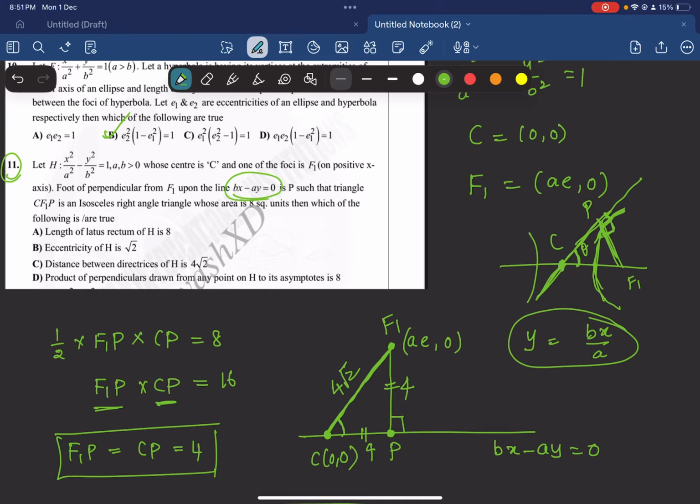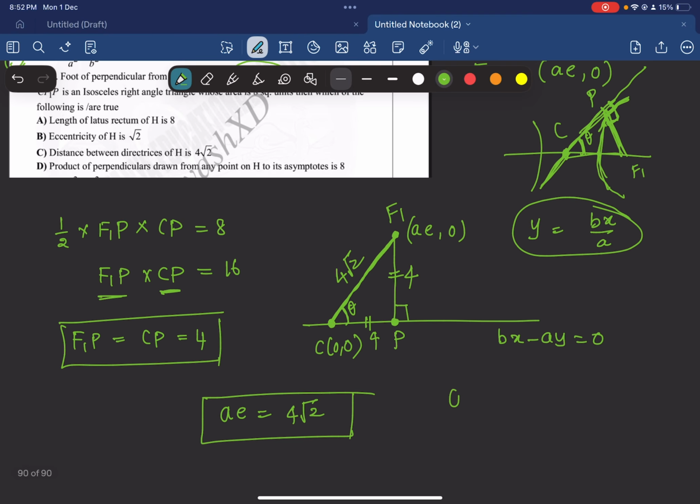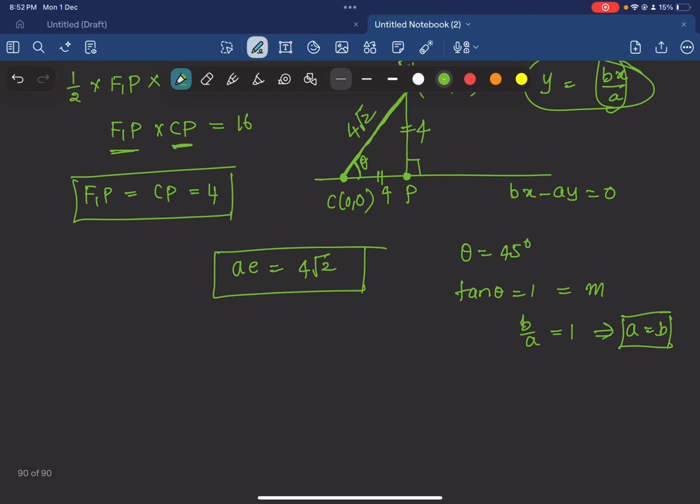This angle is angle F1CP. So F1CP is theta. But from this triangle we know theta is equal to 45 degrees. If theta is equal to 45 degrees, tan theta is equal to 1. So tan theta is the slope of the line. But what is the slope? Slope is b by a. So b by a is equal to 1. This implies a is equal to b. So we got a is equal to b, and we also know ae is equal to 4 root 2.